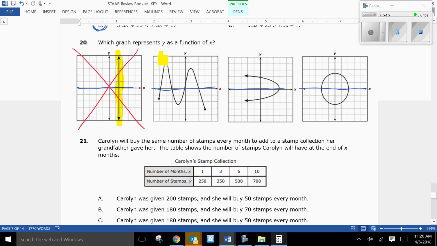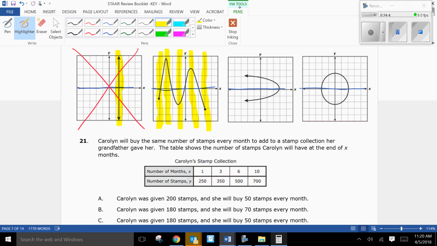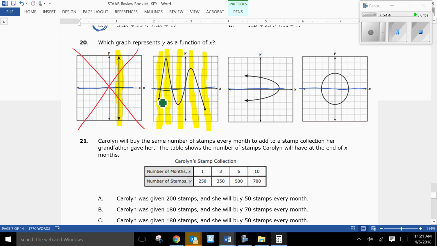So if I imagine vertical lines, I've got an x value here, and here, and here, and here. Anywhere on my x-axis represents my inputs. And now I can look to see my outputs for each. So my line crosses right here at this x value, and right here, and right here. At no point do I have more than one y value for each x value.